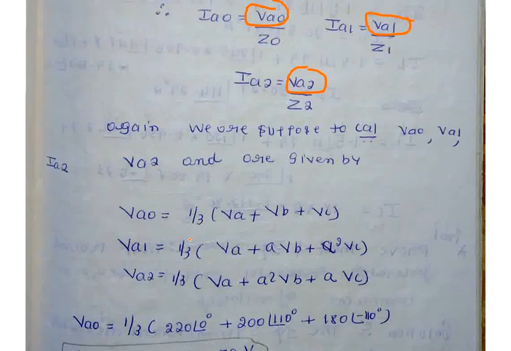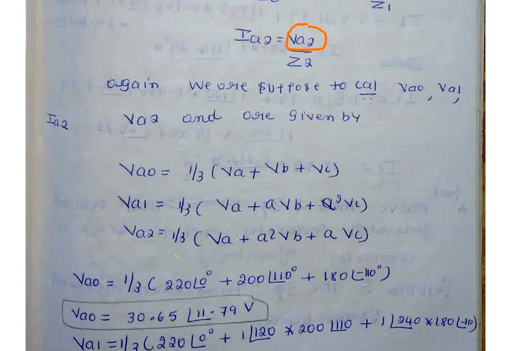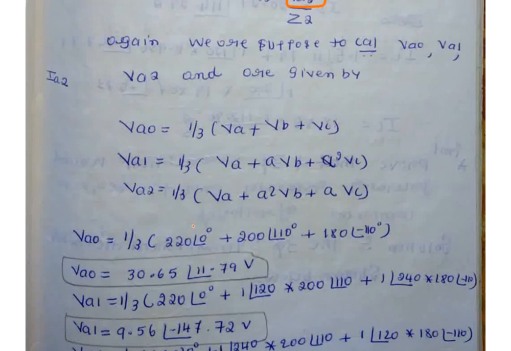Now, VA0 will be found as 1 by 3 (VA plus VB plus VC), and VA1 will be found through 1 by 3 (VA plus AVB plus A square VC), applying the same formula. So VA had been given as 220 at an angle 0, VB had been given as 220 at an angle minus 110, and VC had been given as 180 at an angle 110.